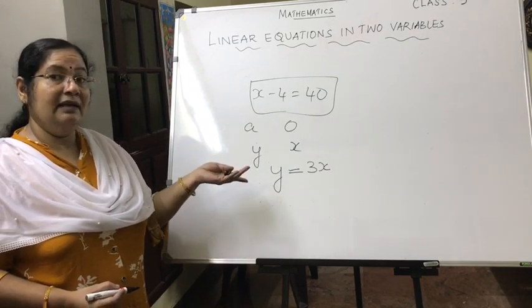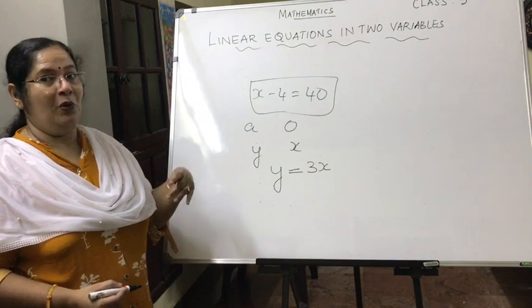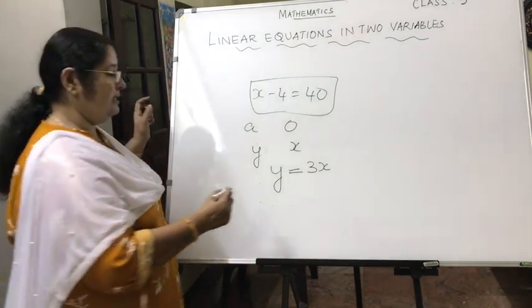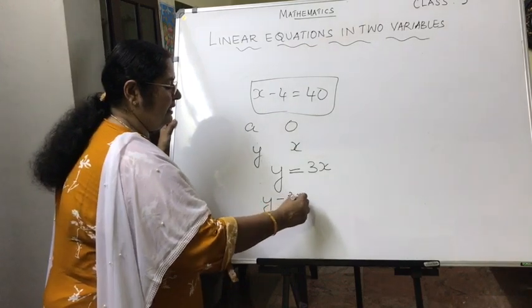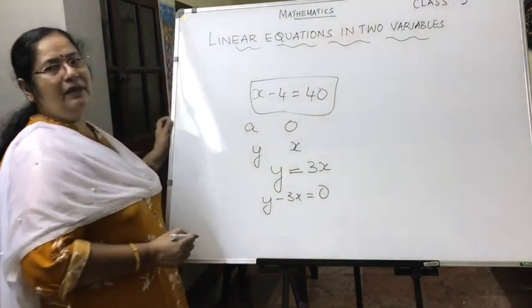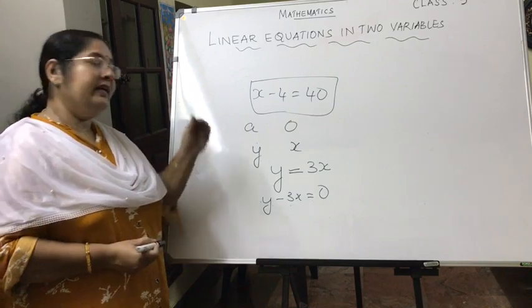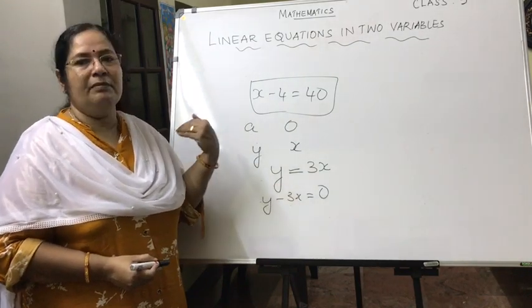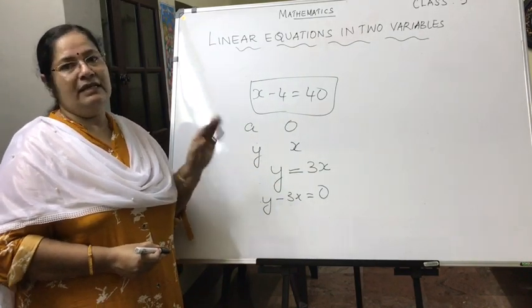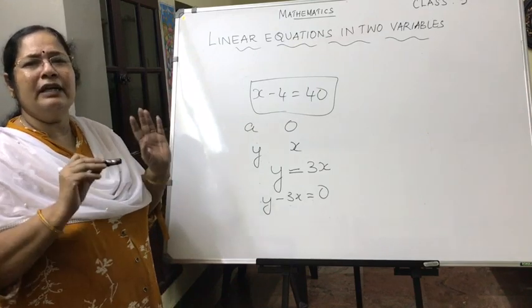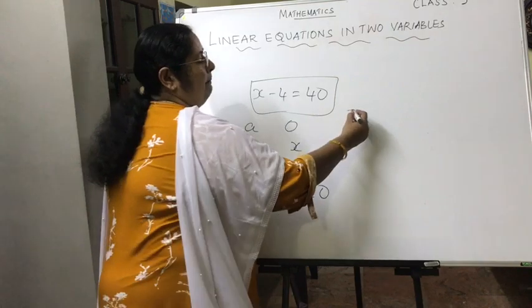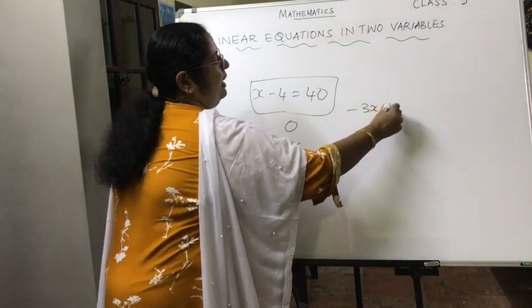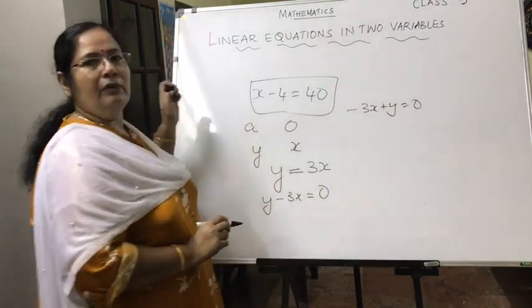But is this in the standard form? No. So for writing in standard form, how will you write? Y, bring the 3x this side, y minus 3x equal to 0. Now by convention, we always write the x term first, just for convenience. So when you write the x term first, what will you get here? Minus 3x plus y is equal to 0.